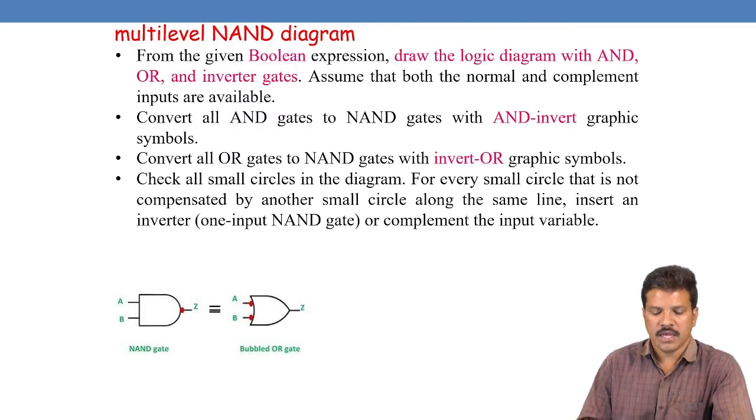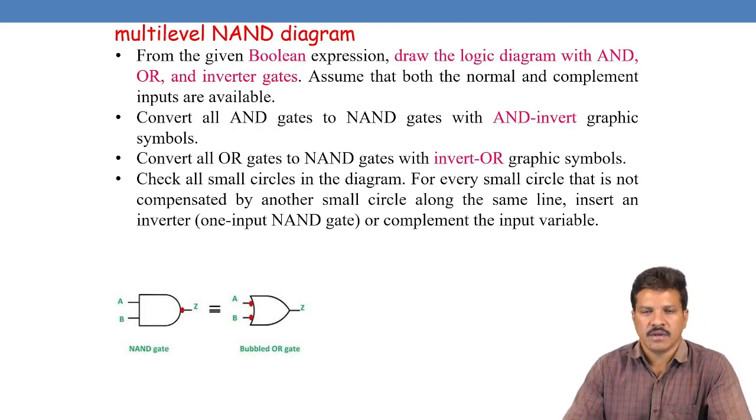Now the procedure to obtain multi-level NAND gates. Suppose we are given a Boolean function and we need to draw the NAND and NOR logic. First, draw the logic diagram with AND, OR, inverter gates. Here it is assumed that both normal and complemented variables are available, whatever variables exist in the expression, either complemented or uncomplemented or both.